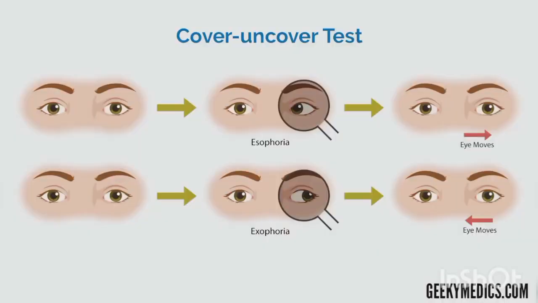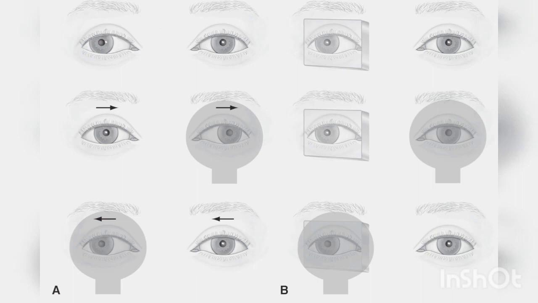In the cover test, one eye is covered and the movement of the uncovered eye is noted. If the uncovered eye moves inwards to take up fixation, there is exotropia. If the uncovered eye moves outward to take up fixation, there is esotropia. The test is repeated for 33 centimeters, 6 meters and far distance. In the alternate cover test, the cover is moved from one eye to the other and the movement of the uncovered eye is noticed.